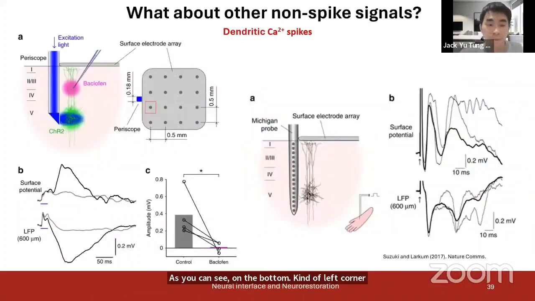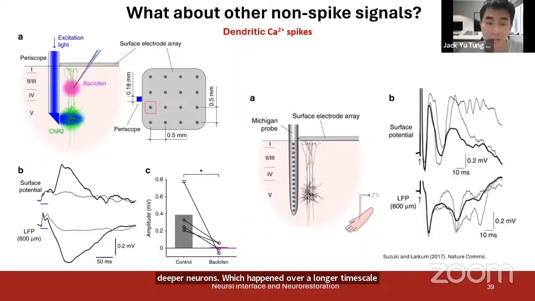And lastly, while spike signals, specifically single unit spikes, are probably the most interesting signals, in my opinion, because they represent the activity patterns of a single neuron, we should also bear in mind that it is not the only type of neural signal that can be recorded from the surface. One kind of signal is dendritic calcium spikes from deeper neurons, which happen over a longer time scale, over milliseconds.